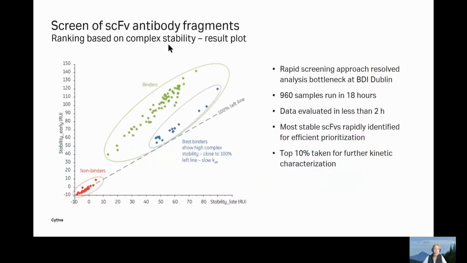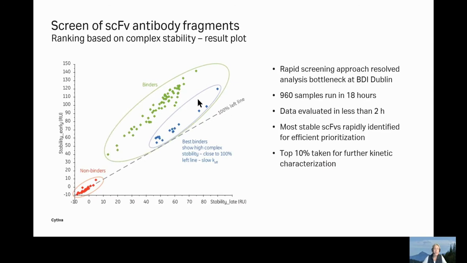The result overview can easily be seen in such a plot, where the early response is put here on the y-axis and the later response after 1 minute of dissociation is plotted in this direction. So this line here shows 100% left. It means there was no signal drop over the run of this 1 minute.